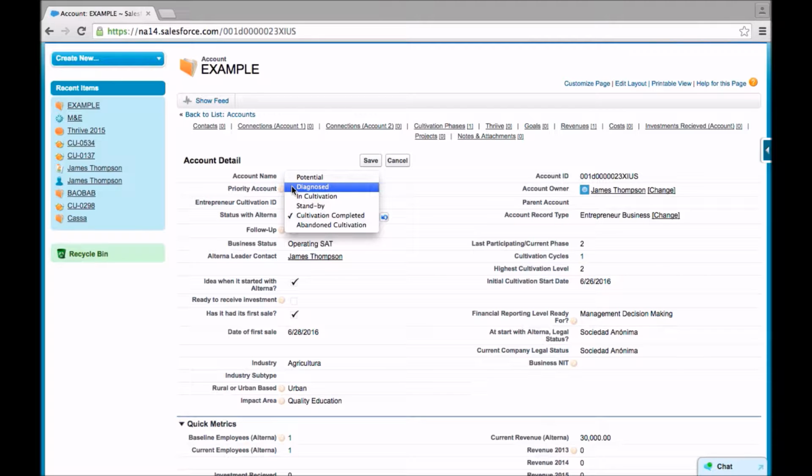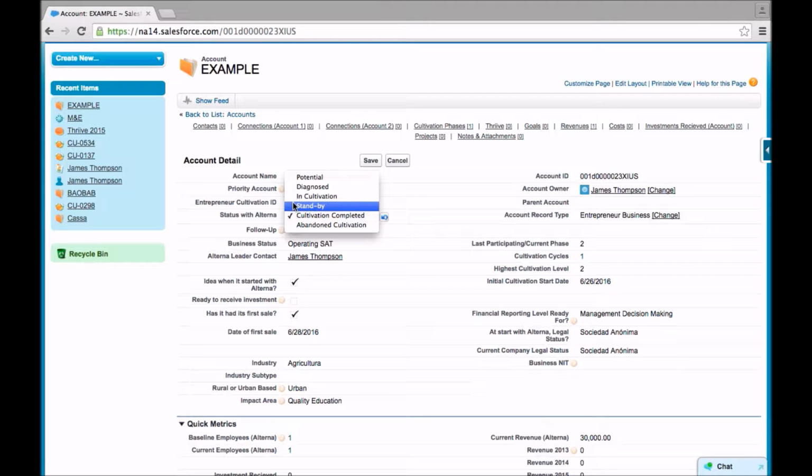Diagnosed is when we've had a meeting with them. They've expressed interest in working with Alterna, and we have an idea of what their business model is and how we could help them. In cultivation, straightforward. We began cultivation with them. They're currently in the process of our cultivation. Standby, if at any point during the cultivation process they have a pause, we're going to put them into standby.